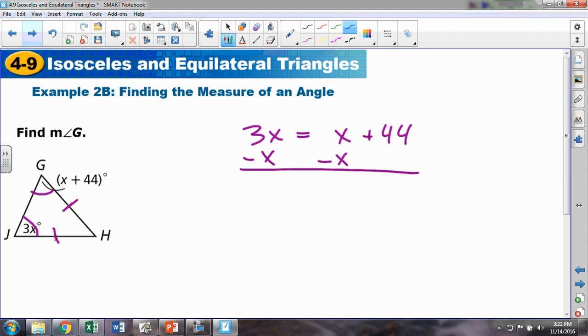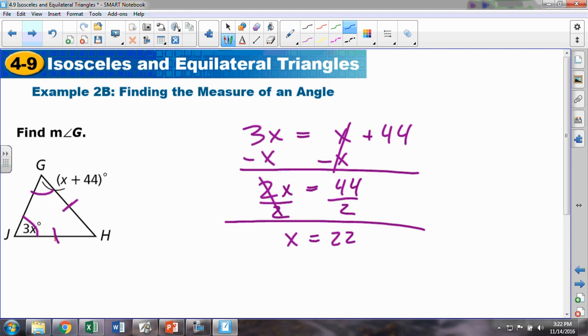Now we'll kick in and use our algebra skills. Subtracting x tells us 2x equals 44. We can divide out by 2 and get x equals 22. But please note, that's not saying 22 degrees, that's just saying x is the number 22. We would have to put that back in and note that to get the measure of angle G, we can plug in 22 for x. 22 plus 44 gives us our answer of 66 degrees. And we're done.